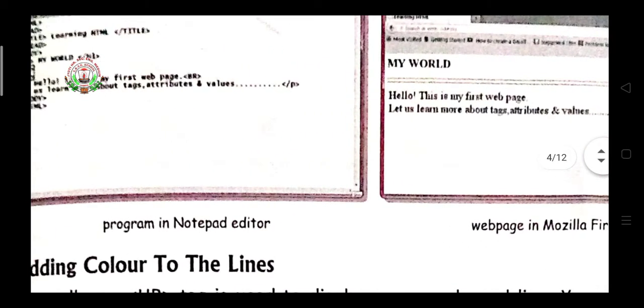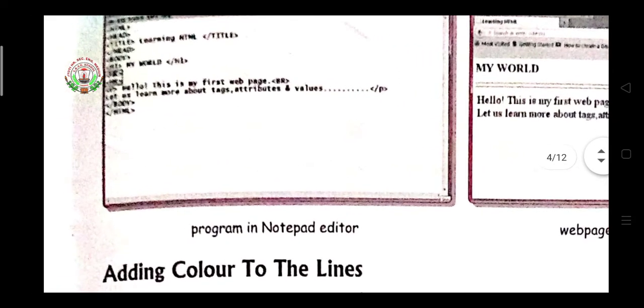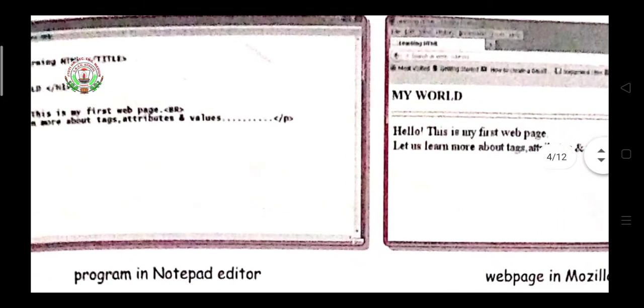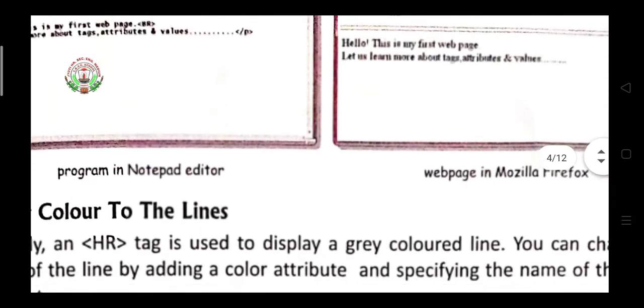If you want to show a line, after my word you simply write the HR tag like this. If you write two HR tags continuously, then two lines will be displayed. Like this the HR tag is used.